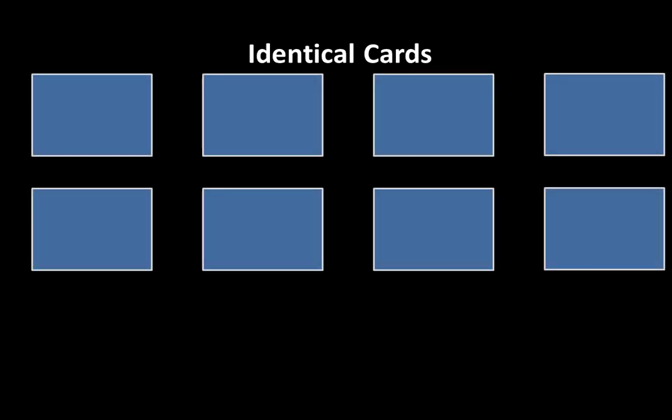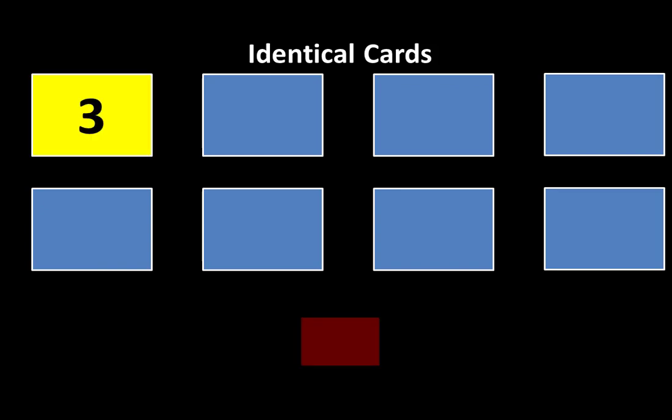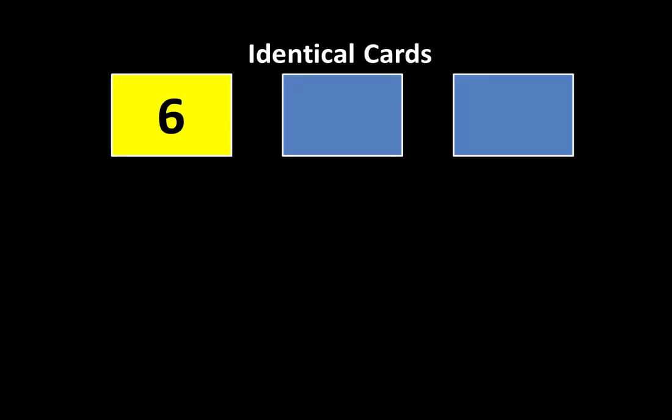So here are the identical cards. The student can see that there are 8 cards, and then one card is flipped over. And the question is, what is the total? And then the red shape appears, which is the pause indicator. So the students pause the video to solve the question. And then when they unpause, the answer appears. So here's another example. Pause indicator. When students unpause the video, the answer will appear.